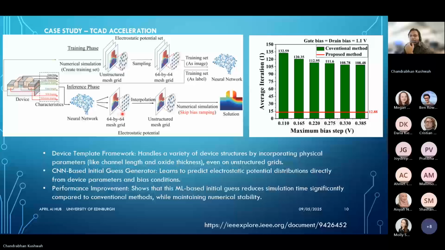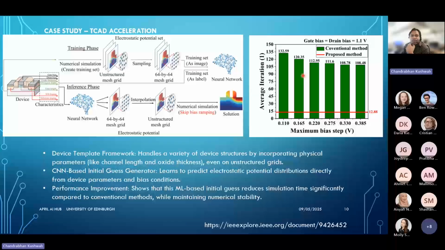So the original unstructured mesh provides an accurate initial potential profile. This profile is used to initialize the simulation directly at the target bias point, eliminating the need for intermediate bias stepping. So that's the reason behind why we can get the high performance.